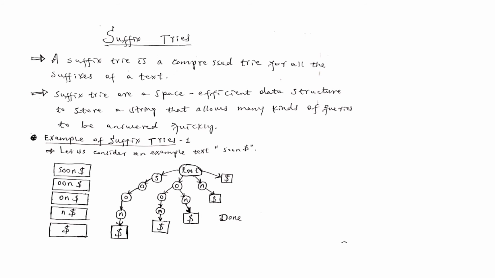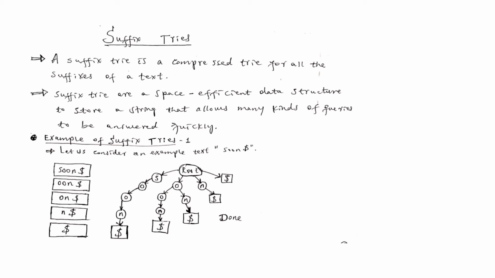Let's come to suffix trees. A suffix tree is a compressed tree for all the suffixes of a text. Suffix trees are a space-efficient data structure to store a string that allows many kinds of queries to be answered quickly. We have to understand some points from here. This is the main advantage of suffix trees.